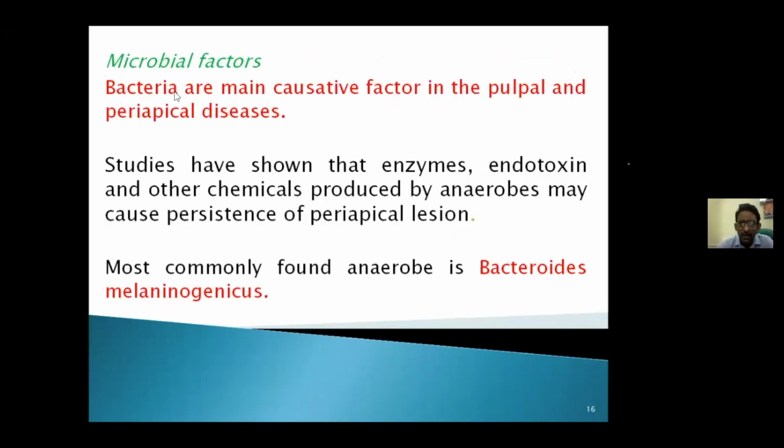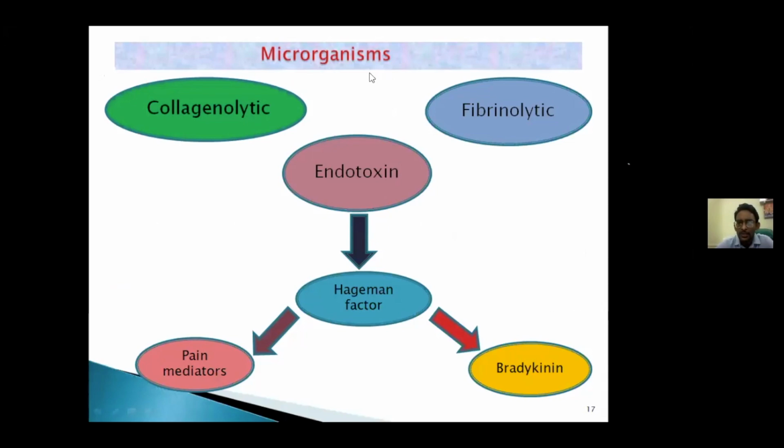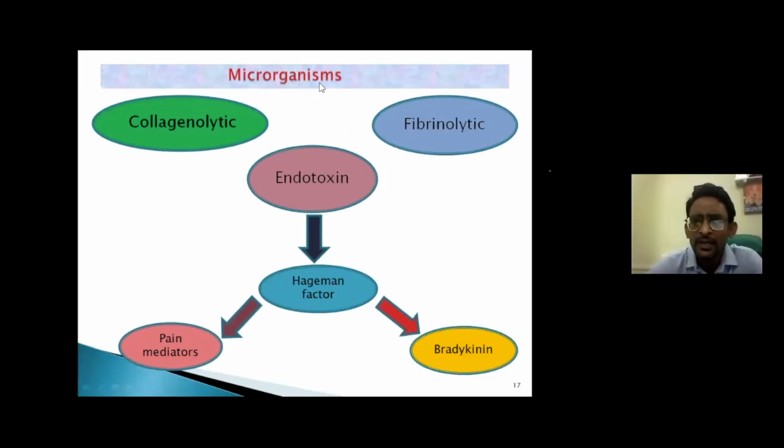Now coming to the microbial factors, bacteria are the main causative factor in pulpal and periapical disease. Studies have shown that enzymes, endotoxins, and other chemicals produced by microorganisms may cause inflammation and persistence of periapical lesion. The most commonly found anaerobe in case of flare-up is Bacteroides melanogenicus. So how does this happen? They release proteolytic enzymes whenever we start root canal treatment.